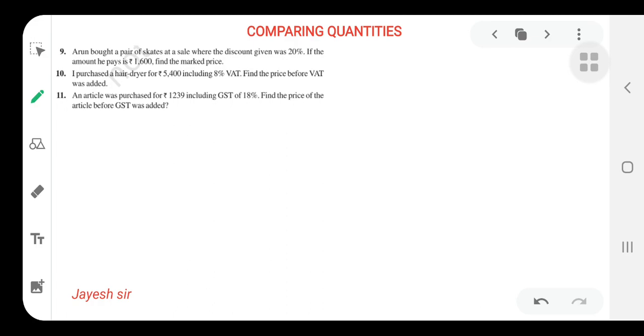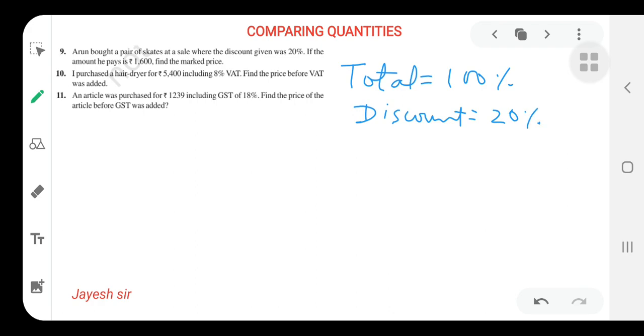That means this value is given. That is 100% minus 20%, which means the 80% value is given to us. How are we showing it? Total is 100%. Now the discount percent is 20%, which we are getting as the discount. Now what we need to find is the selling price. Let us find this: total equals SP plus discount.